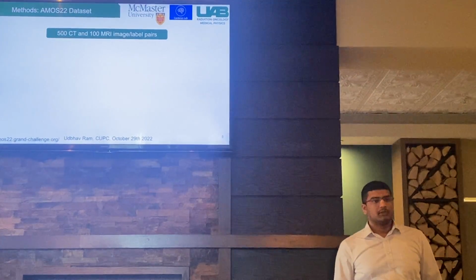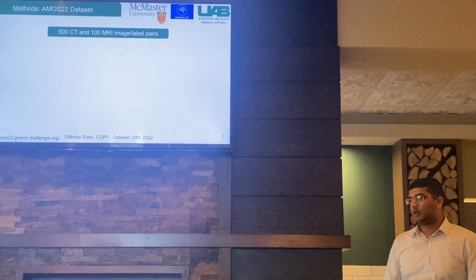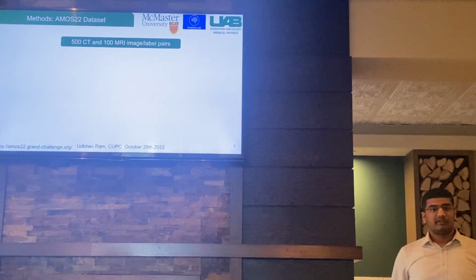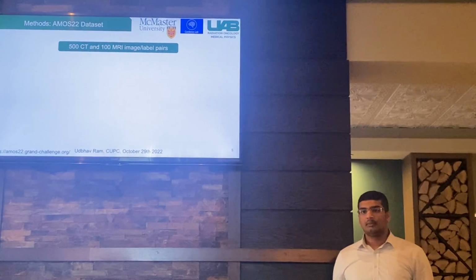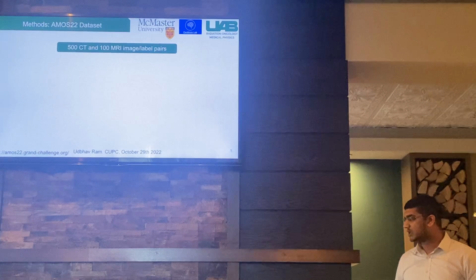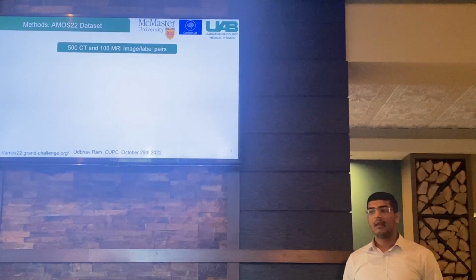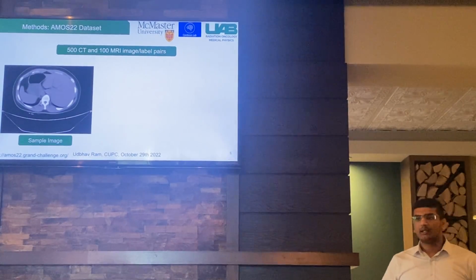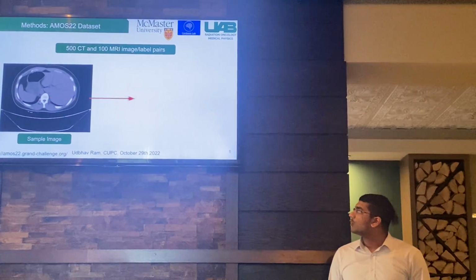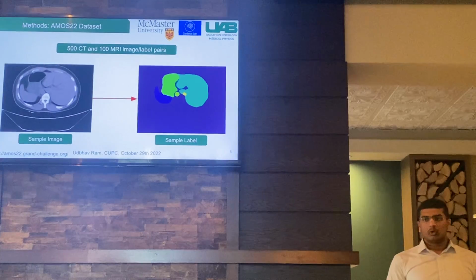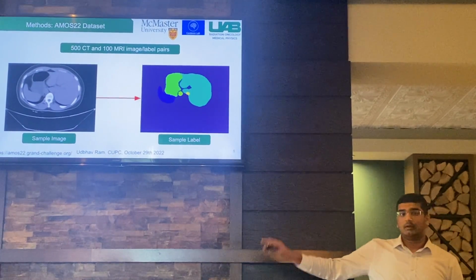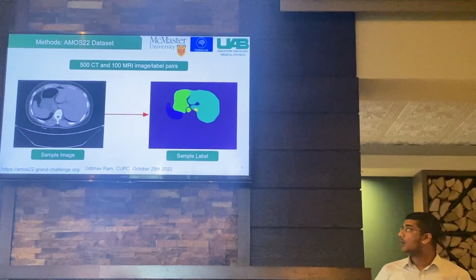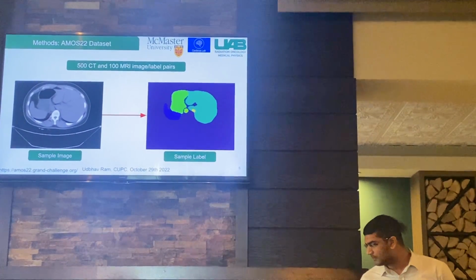Now, the way that we're able to do this is using a deep learning model. And when we're using deep learning, it's important to understand exactly what data we use. In this case, we're utilizing the AMOS22 dataset, the Abdominal Multi-Organ Segmentation dataset, which consists of 500 CT and 100 MRI image label pairs. Now, a sample image might look something like this, and its corresponding label might look something like this. Now, the most important thing to note is that these are not auto-generated. So these are generated by someone who's trained and experienced, and they've done this for 600 patients.